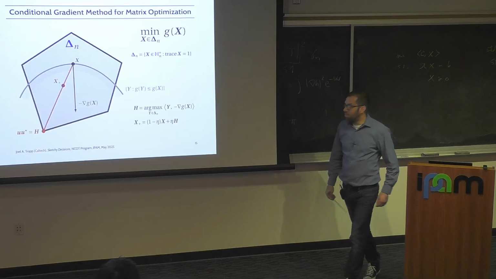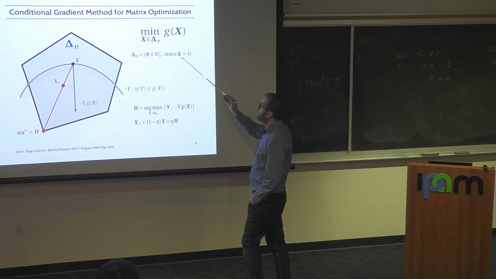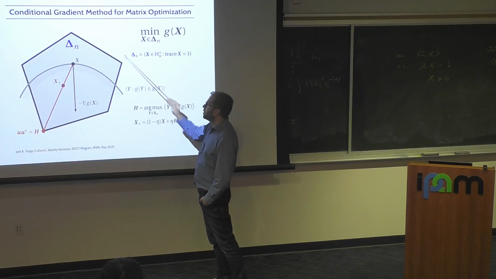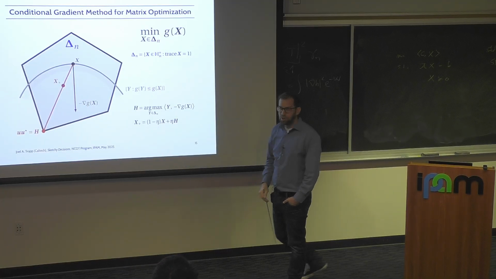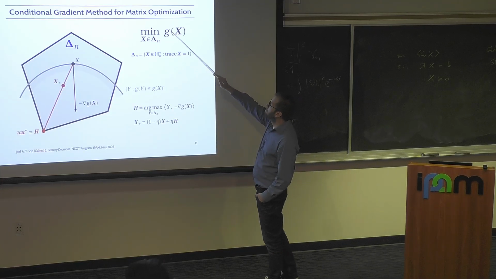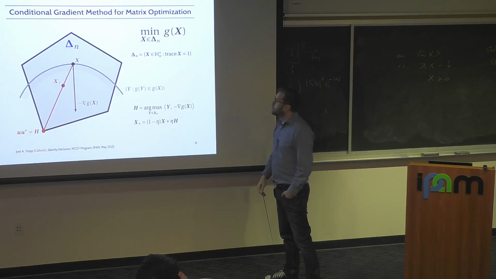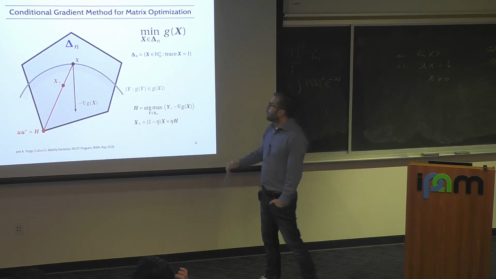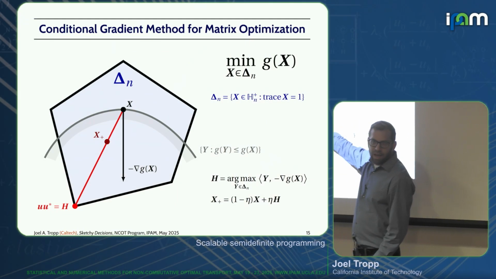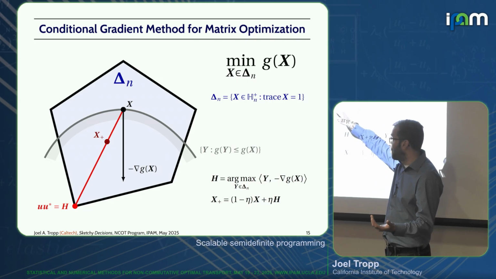Awesome. Okay, so here's how the conditional gradient method works. We'd like to optimize a function over the set of density matrices, which, as you know, is shaped like a pentagon. And we're going to assume that this function g is smooth and convex. Okay, so here's how this algorithm works. At a given point, x, which is our guess for the solution of the optimization problem, we'd like to improve our guess. That's how most iterative methods work.